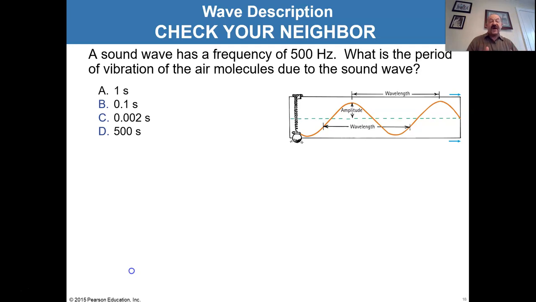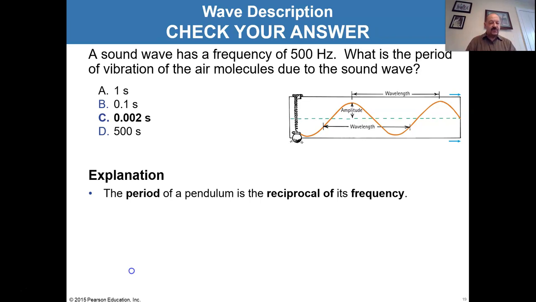Well, air is what's vibrating in a sound wave. It's actually compressing and expanding as the wave is moving through, and we'll talk about that a little later. But if you have a frequency of 500 hertz, what is the period? 1 second, 0.1 seconds, 0.002 seconds, 500 seconds. Well, remember, the period is just 1 divided by the frequency. So it's 0.002 seconds.